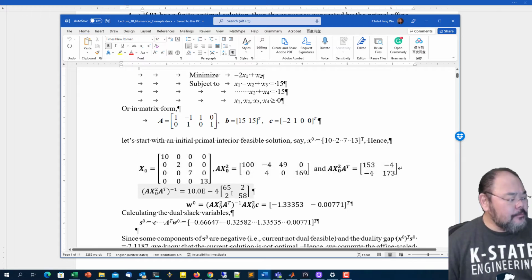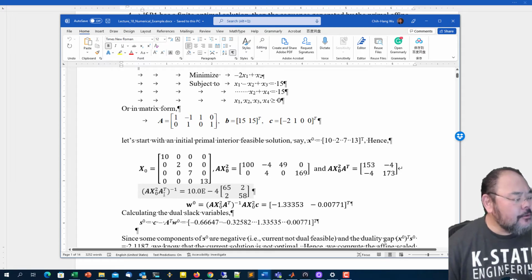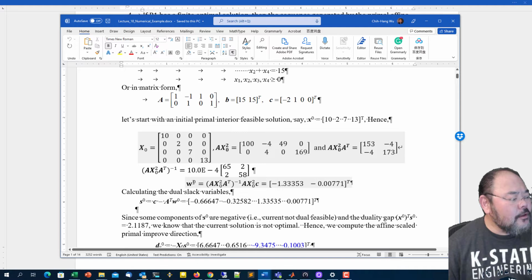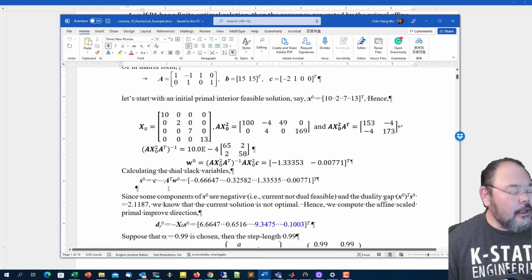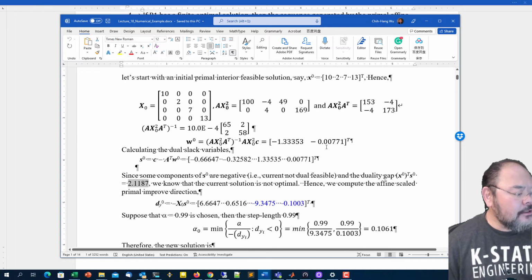After I calculate A times X naught squared times A transpose inverse, I can calculate omega naught. After I calculate omega, the dual solution, I can calculate the dual slack s naught equal to c minus A transpose times omega naught. So we can calculate the dual solution correspondingly, and then we can test the current duality gap, which is 2.1187.